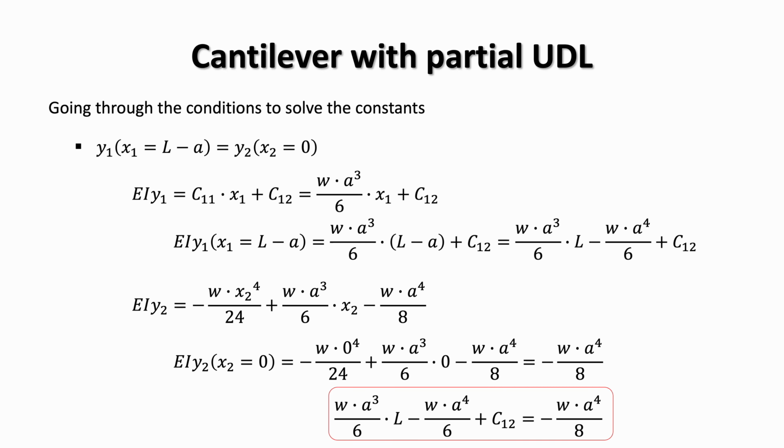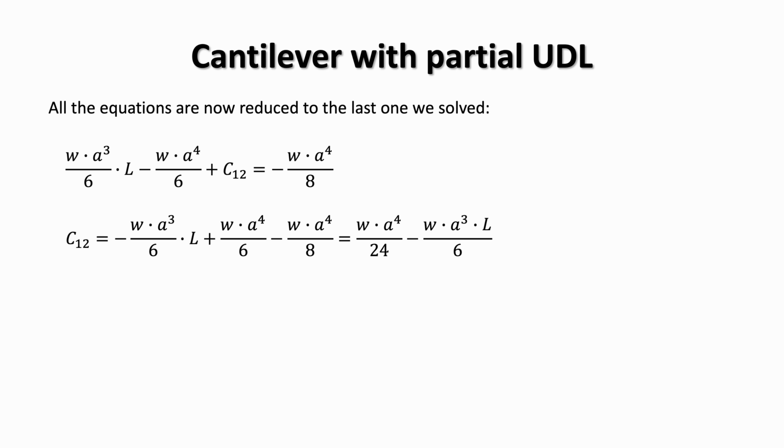We now need to equate the deflection from region 1 with the deflection from region 2, which we do at the very end of this slide. So starting off with the equation that we found previously, we need to isolate the term C12 and rearrange and organise the terms left over on the right-hand side. If we do that, we are left with wa to the power of 4 over 24 minus wa cubed times L over 6. This determines the last unknown constant.